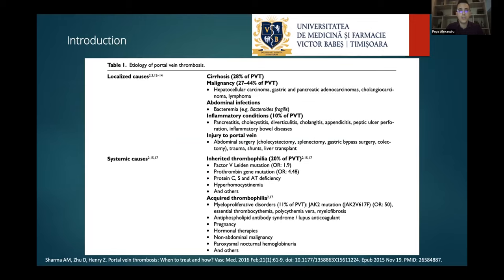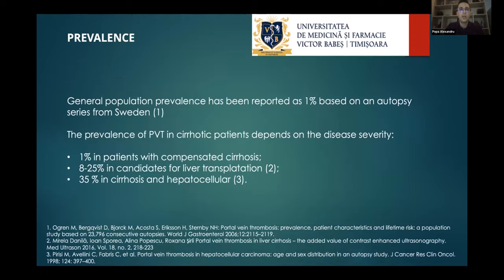Also, inherited and acquired thrombophilia can be involved. In the general population, the prevalence of portal vein thrombosis was reported at around 1% in a study based on an autopsy series from Sweden that included more than 23,000 patients. In cirrhotic patients, the prevalence depends on the severity of the cirrhosis.